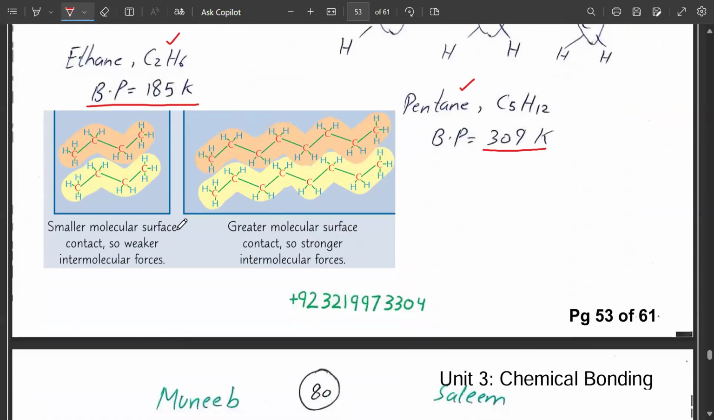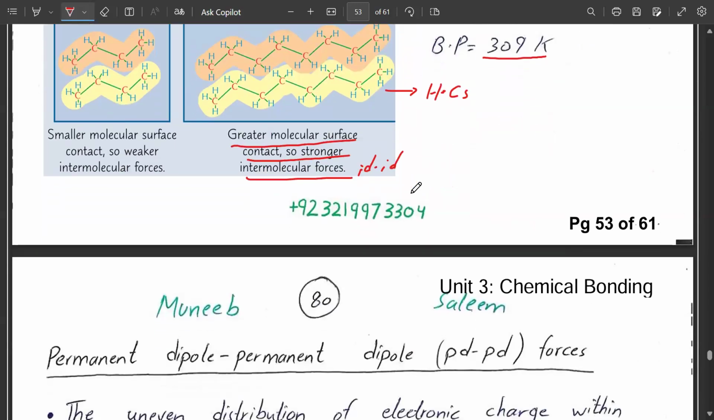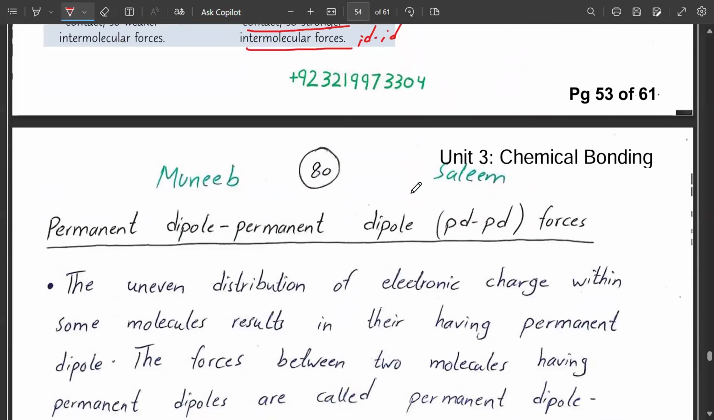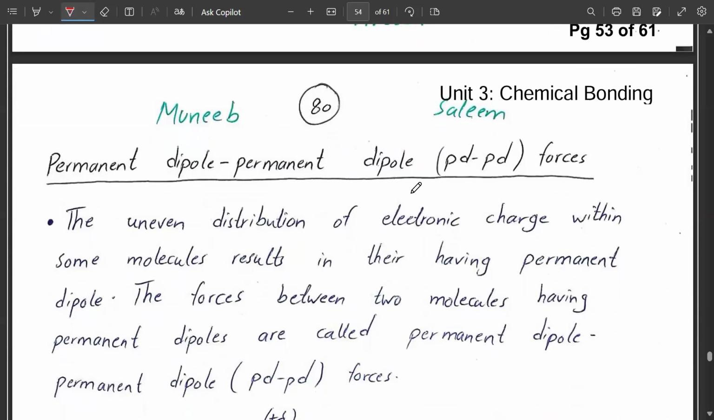And it is also explained here that greater molecular surface contact means stronger intermolecular forces, which means stronger IDD forces. और आपको ये पता होना चाहिए कि these are hydrocarbons. So hydrocarbons have only the IDD forces. They do not have the other type of intermolecular forces. The other type of intermolecular force is permanent dipole forces.